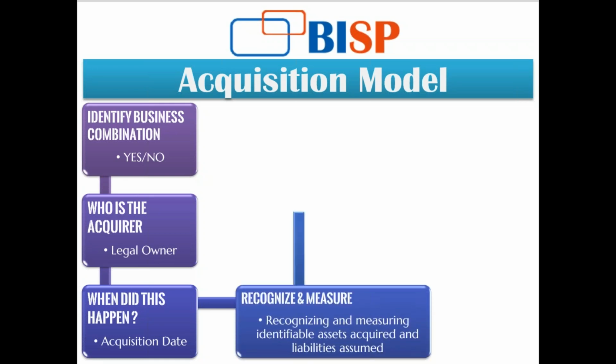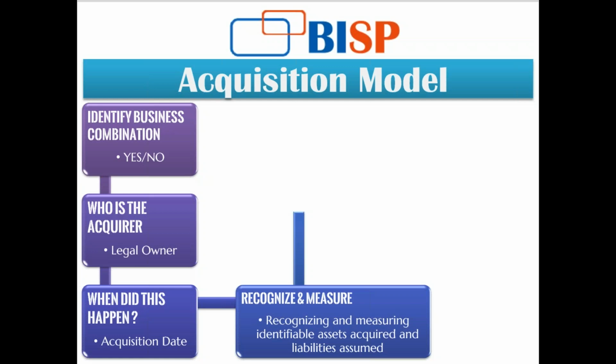Now, this is a very important step, to recognize and measure. This is actually a very complex step. It requires the acquirer to recognize the identifiable assets that are acquired and liabilities that are assumed, and also some intangible assets if they are not present in the acquiree's own financial statements. You also need to measure the identifiable assets acquired and liabilities assumed at fair value. You will also have to determine the applicability of certain recognition and measurement provisions that are given.